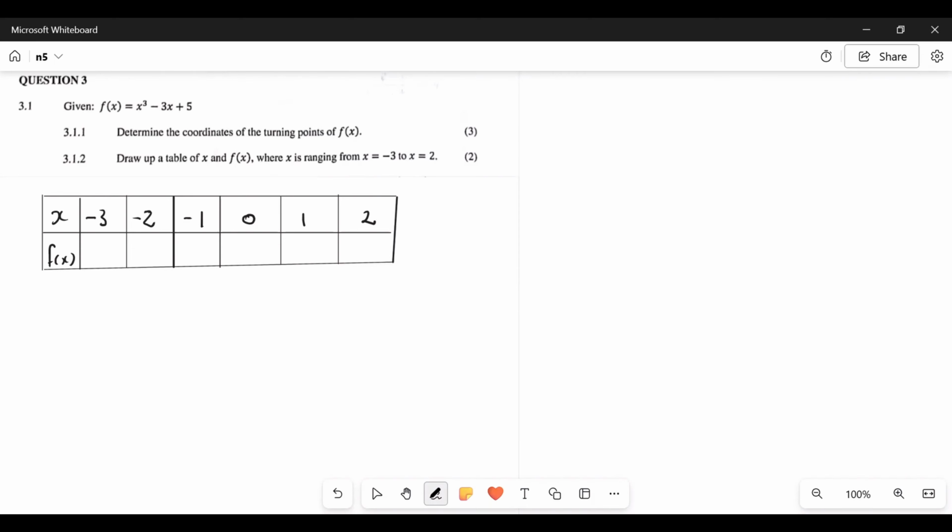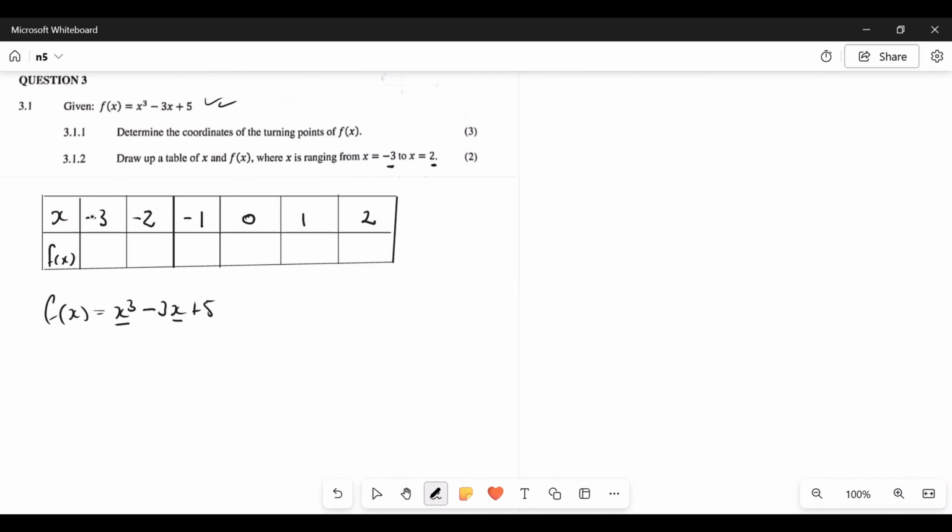All right, so here is our table. Remember, they said it should be from -3 to +2. As you can see, it's starting from -3 to +2. I hope you can see that. So what you need to do here is to substitute the values of x into the original equation. So here's our original equation here. f(x) equals x cubed minus 3x plus 5. So basically what you do here is you substitute these x values into the original equation. Whatever you get, you insert underneath in the f(x) box there.